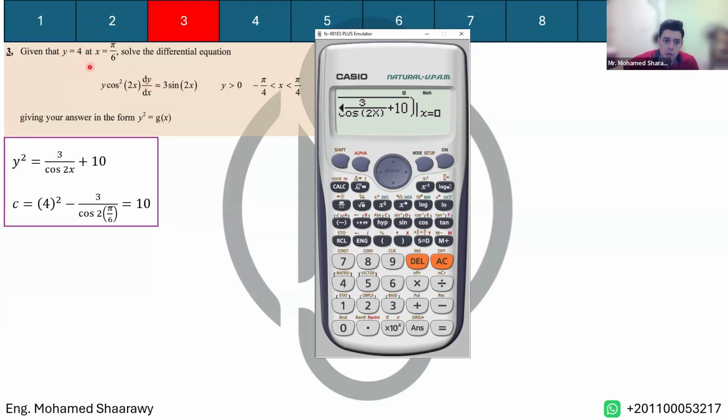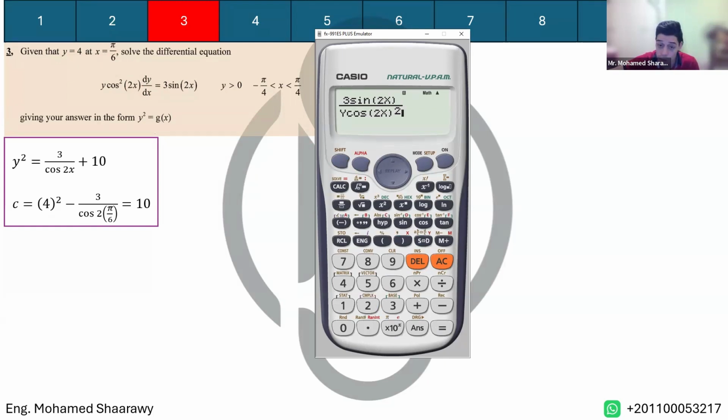Let me see what this will be at any x. So let's choose this one. Let's make x equals pi over 6. So pi over 6. What would be the value of this? Okay, the value of the slope at this location is almost 2.6. Let me check here. Is dy by dx from this equation also 2.6? Let me check. So 3 sine 2x all over y cosine 2x whole squared.